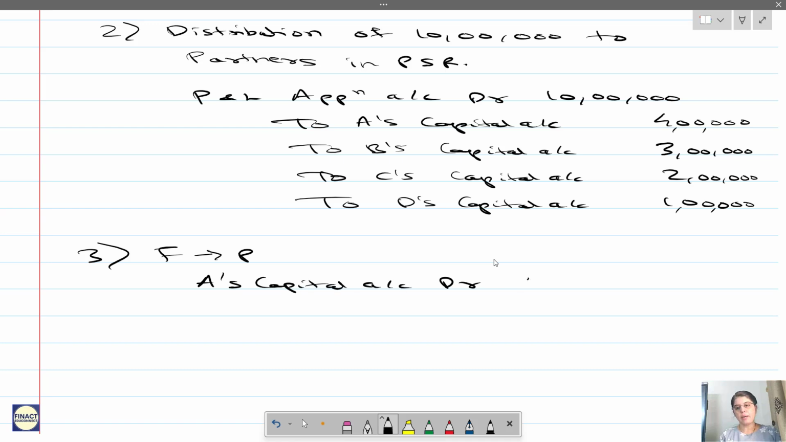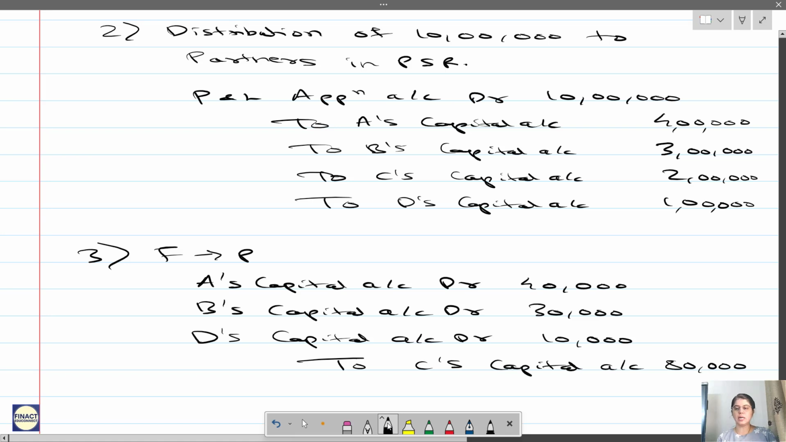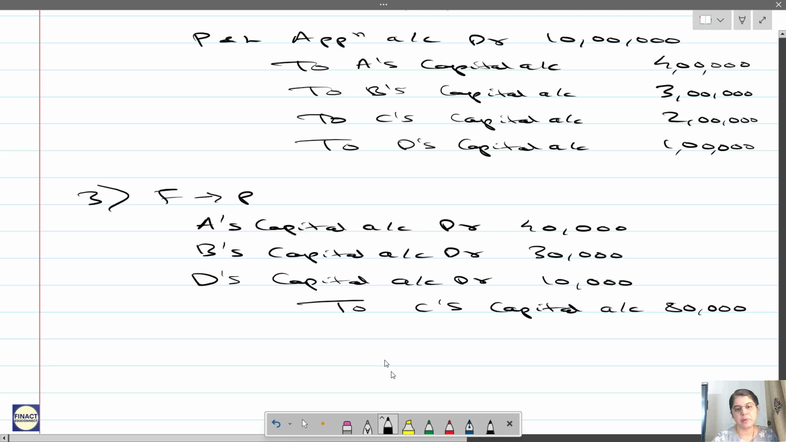So A's capital account debit, you are taking 40,000 from A. B's capital account debit 30,000. D's capital account debit 10,000. To C's capital account 80,000. This is the third entry. Okay.